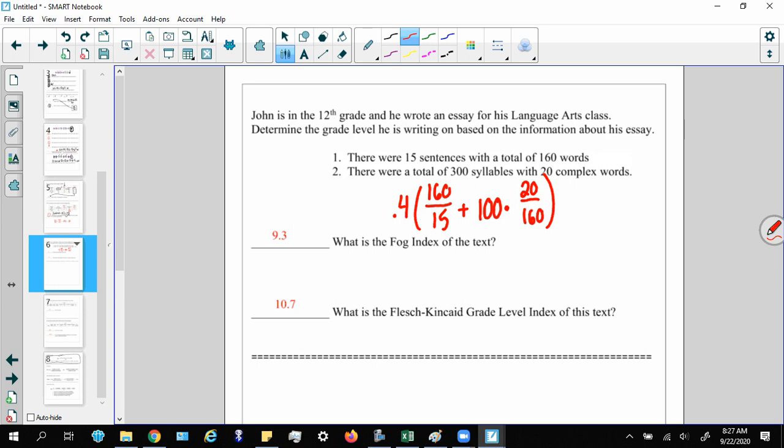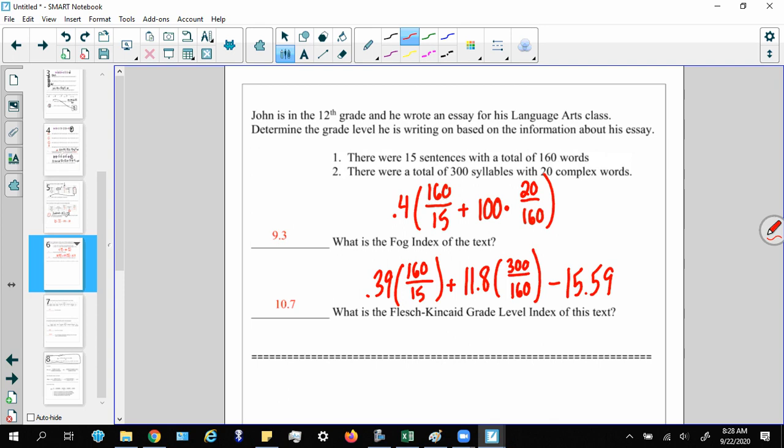All right, the Flesch-Kincaid question. The Flesch-Kincaid starts with 0.39 and is the number of words, which is 160, over the number of sentences, which is 15, close parenthesis, plus 11.8, number of syllables, which is 300, over the number of words, which is 160, minus the 15.59 that everyone forgets. Plug it in your calculator right there.